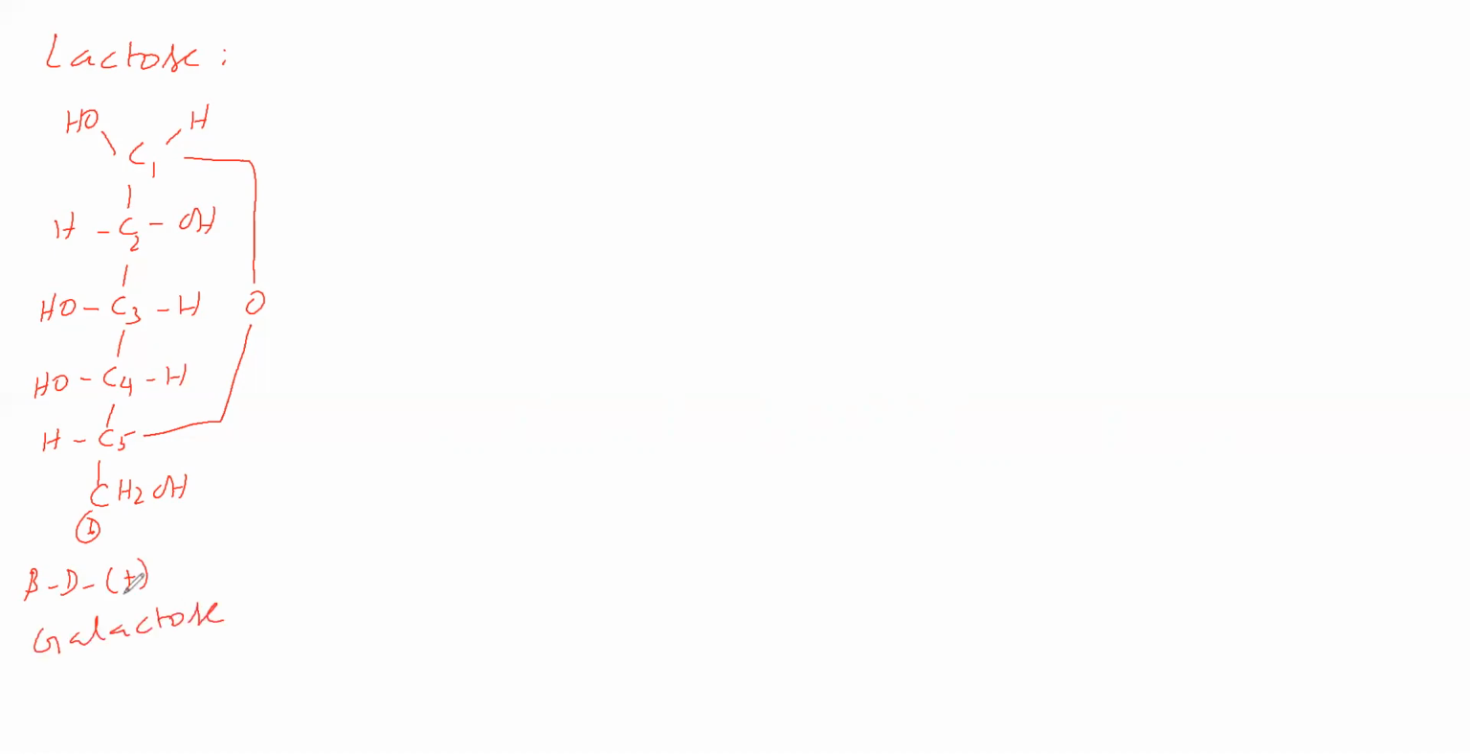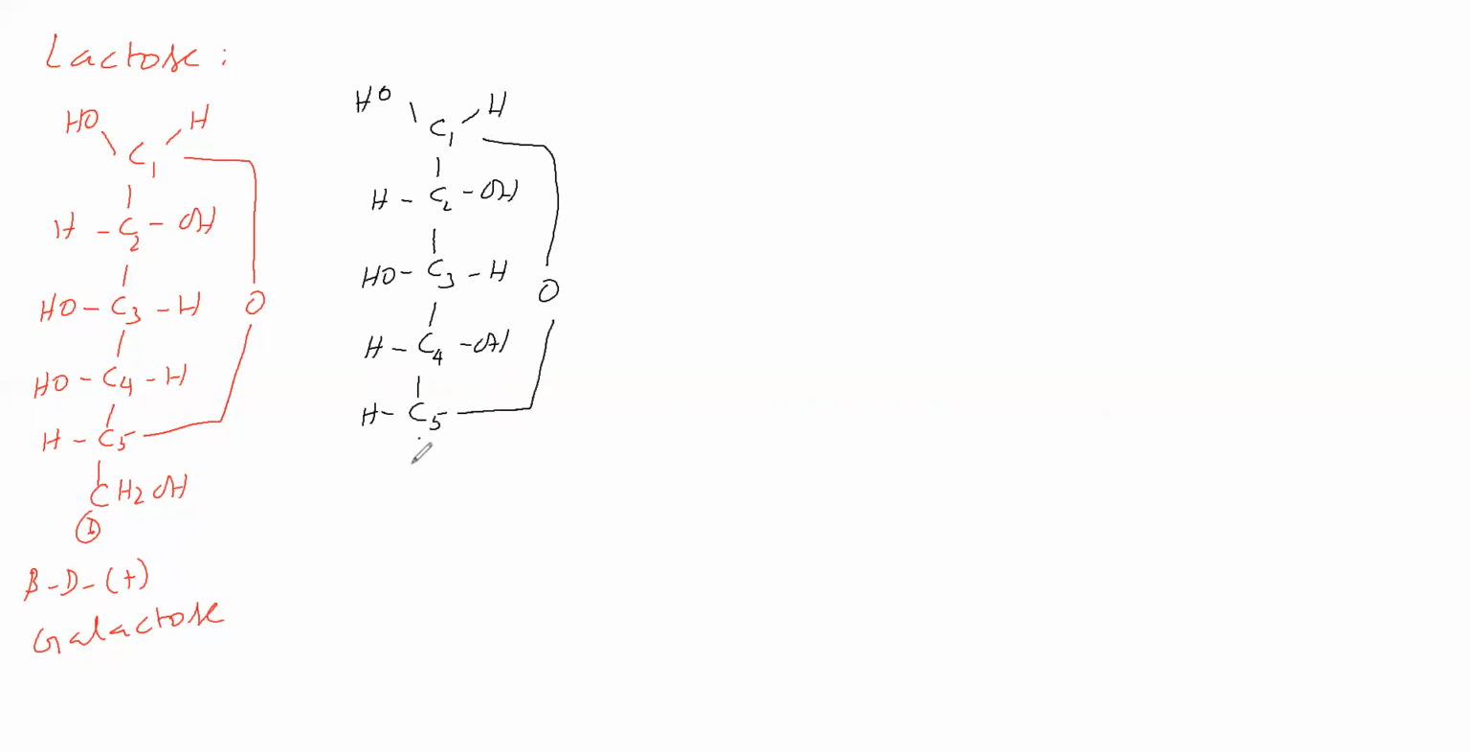Next we will write beta D plus glucose. Now we will take the C1 carbon. In the C1 carbon, the OH group is on the left side. Then the C2 carbon OH group on the right side. Then the C3 carbon OH group on the left side. Then the C4 carbon OH group on the right side. Then the C5 carbon is linked with the C1 carbon through an ether linkage. Then the C6 carbon is CH2OH. This is beta D plus glucose.